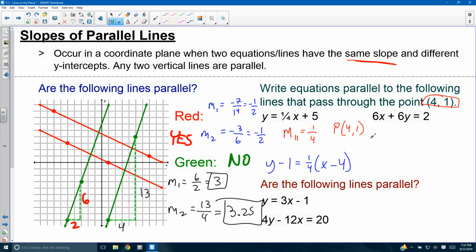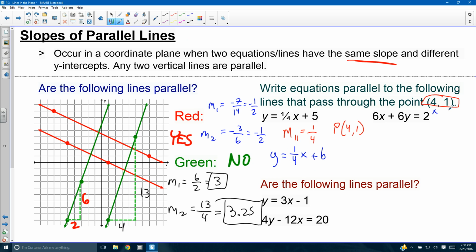If you don't want this and you want slope-intercept form, you have one of two options. You can either take this and convert it to slope-intercept form by distributing the 1/4. Not too bad because you don't get a fraction here, 1/4 of negative 4. Or, and this is what I often do, I rewrite this as y equals 1/4 x plus b. I know that it's going to be the same slope. I still need to find this y-intercept.